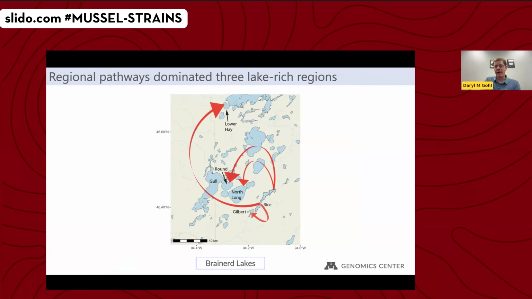And similarly in Brainerd, and this was actually a little bit surprising because we saw Rice Lake, which is contiguous with the Mississippi River, was the first area to be connected, and this was responsible for the spread into a number of nearby lakes. That's surprising because this is not a lake that shows up as having particularly high boat traffic or connectivity, but nonetheless, it seeded a number of infestations in the Brainerd Lakes area.